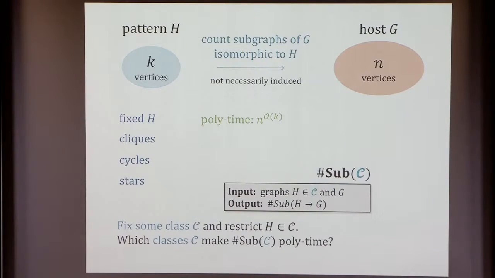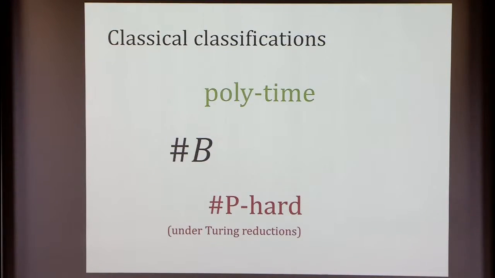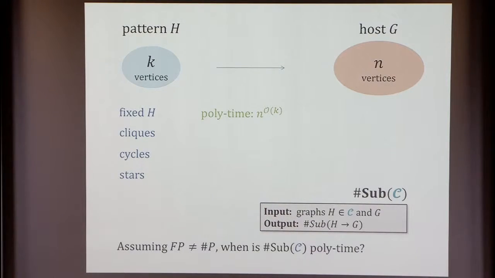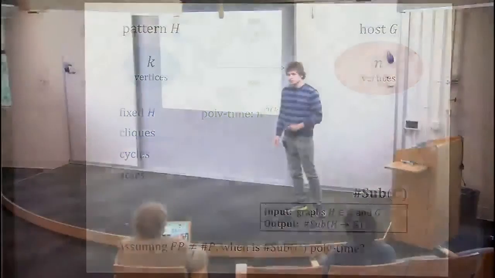If we study this problem from a classical point of view, then this answer can be resolved by classifying the problems into polynomial time solvable or Sharp-P hard under, let's say, Turing reductions. This is what you usually get in a classical setting. So let's try to apply this classical setting to the subgraph counting problem that I defined. Again, we have this problem for fixed classes, and the question we're asking is which classes make the problem polynomial time solvable. But now we have this extra assumption that we can use that FP is not equal to Sharp-P, because obviously we have to use some assumption.